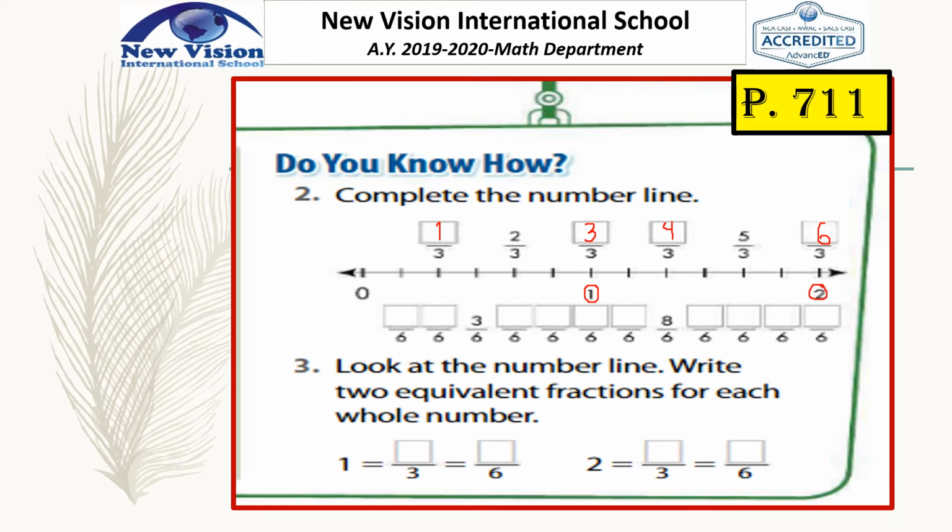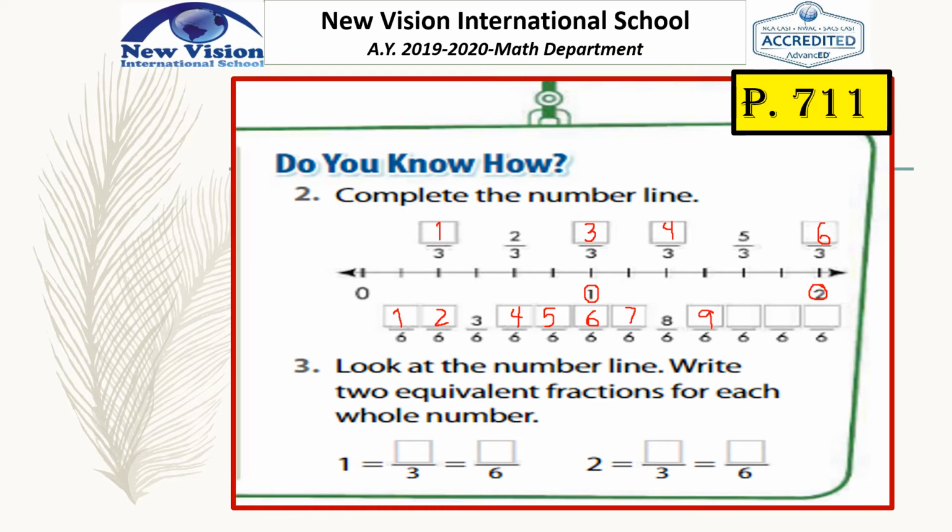Okay, now let's try to see the denominator is 6, meaning to say one whole is divided into 6 equal parts. So what should be the first numerator? We have here 1/6. Next, 2/6. Next is 3/6. Then 4/6. Then 5/6. And then 6/6. Next, 7/6. And then 8/6.